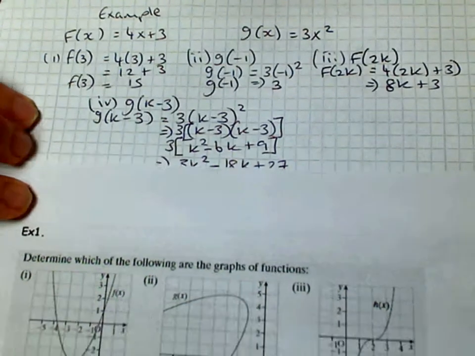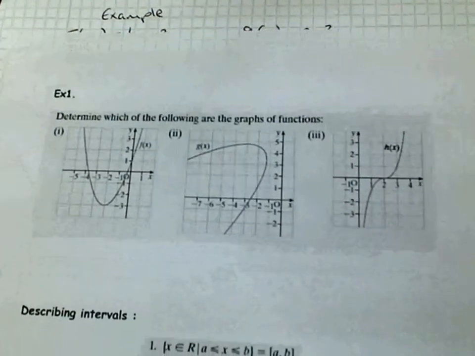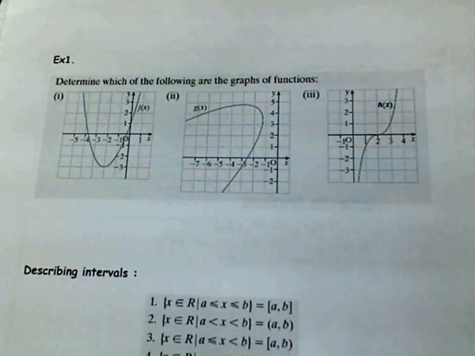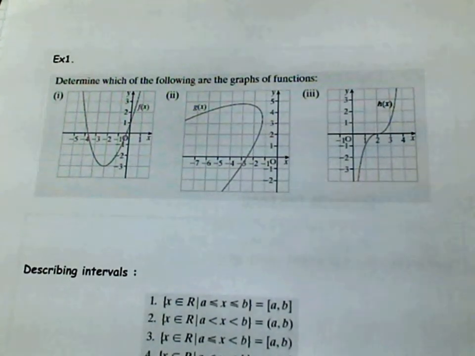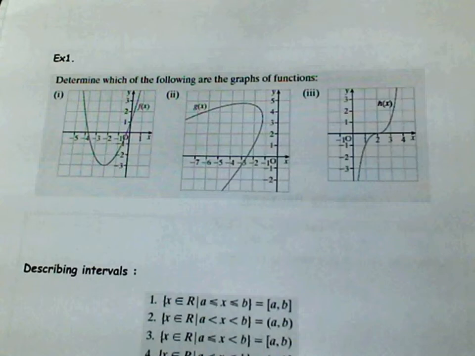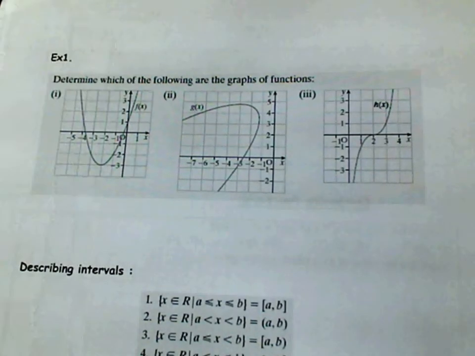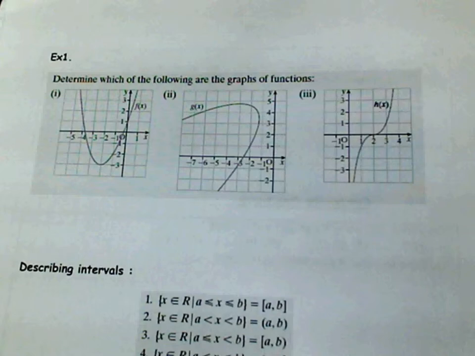So now moving on to important examples also, which are determine which of the following are graphs of functions. So you're given the graph, and then you're asked to say whether it's a function or it's not a function. So what you will use is the vertical line test. So you can draw the line on, or you can just take your ruler and just see. Okay, so this first graph is a function because a vertical line intersects the graph only once.